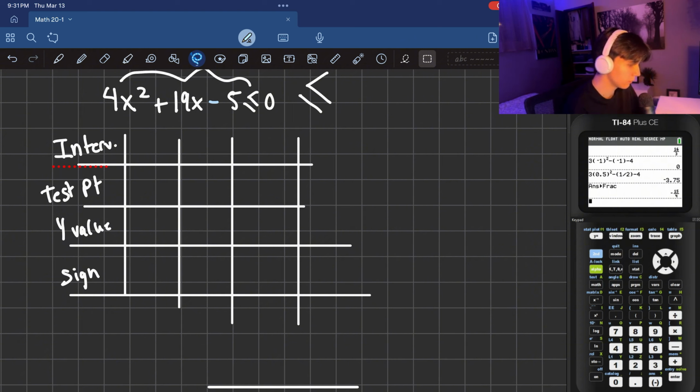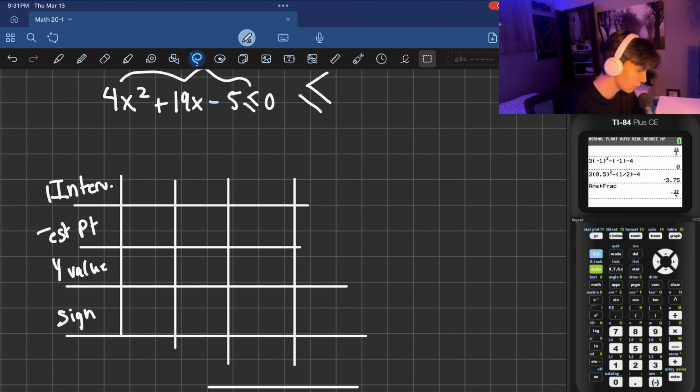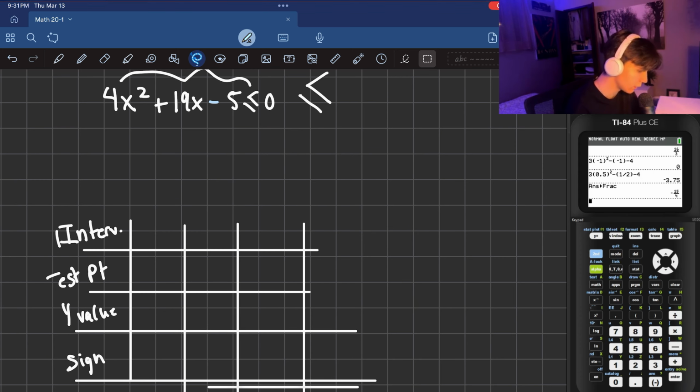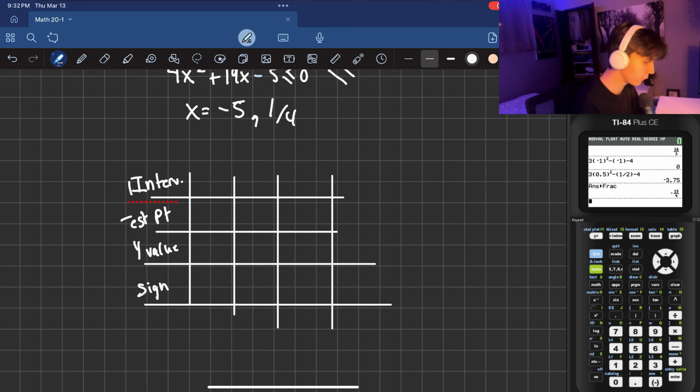Alright, so here we have our chart here. And we're going to be using roots and test points. So the way we do this is we have to find our roots. But if you remember from the last equation, we got x is equal to -5 and 1/4. So we've already done half the process already.